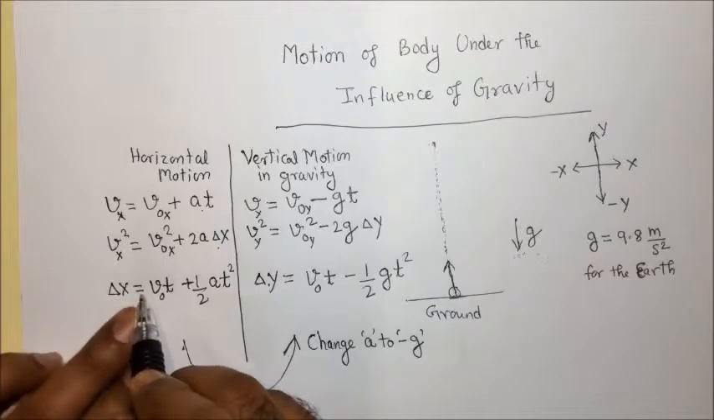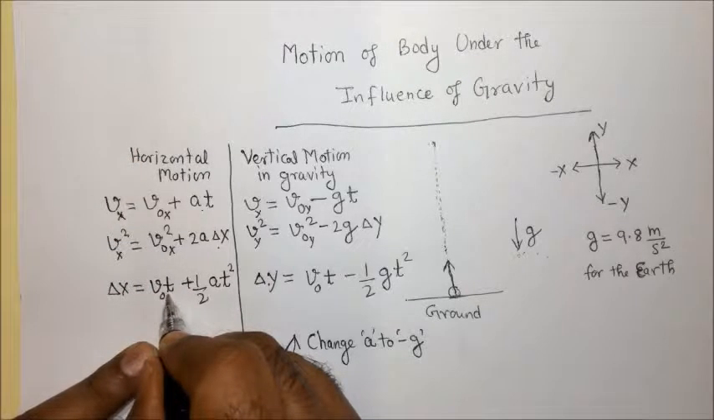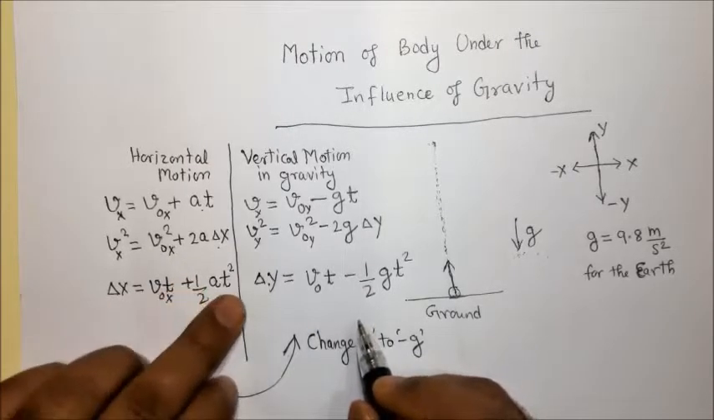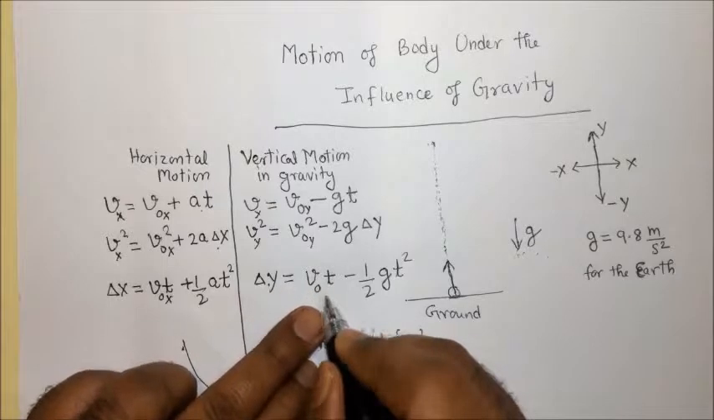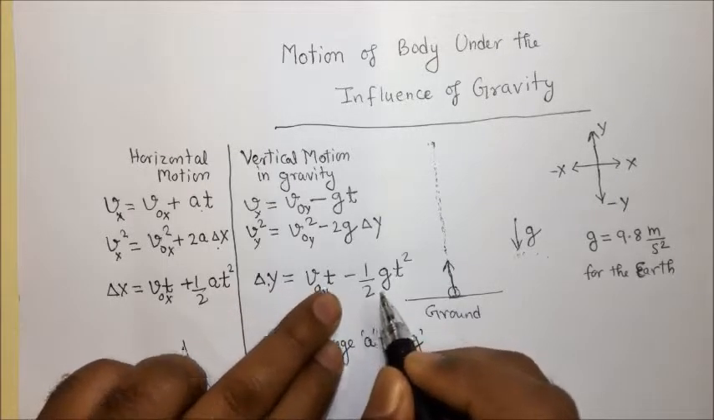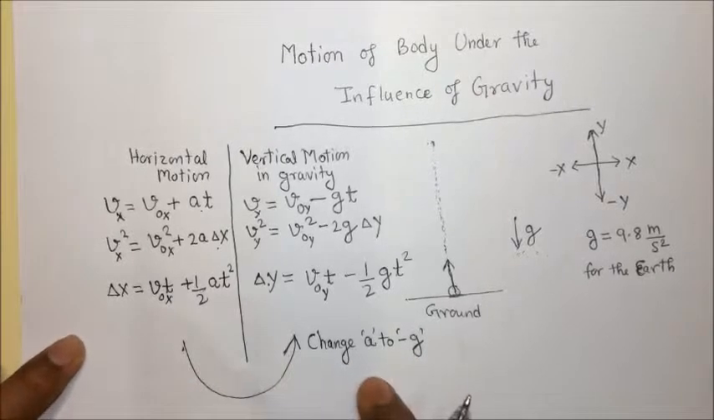This is for horizontal motion, so delta X is equal to V initial X t plus half A t square. This becomes delta Y is equal to V initial Y t minus 1/2 G t square. Alright, so putting a suffix here gives you extra clarity, and these suffixes become very important when we move to chapter 4.